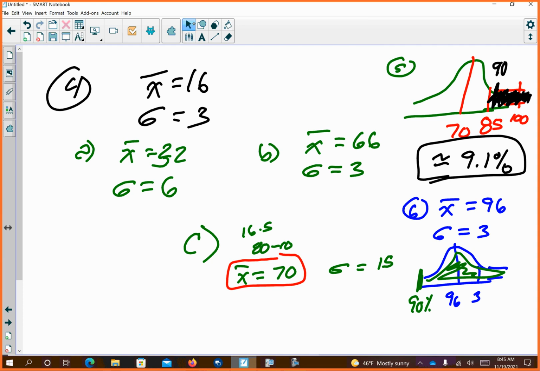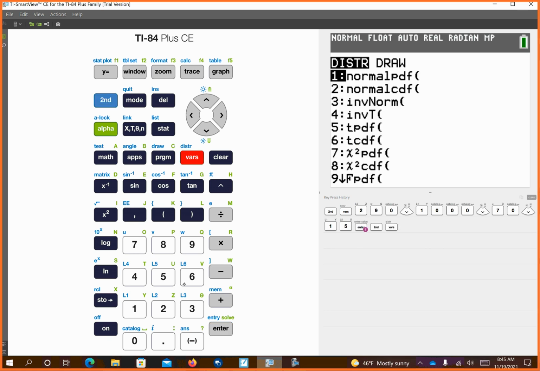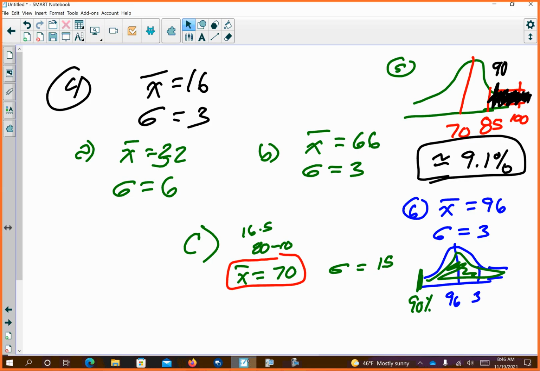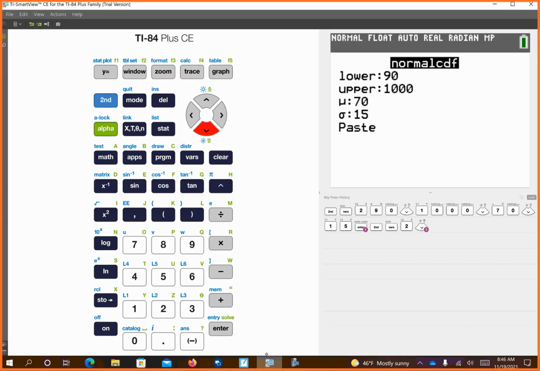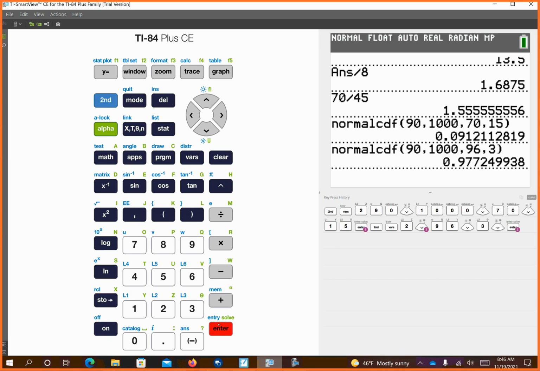This might be the way you might want me to grade. All right, so I'm going to go normal distribution, normal CDF. So we're going to do 90 to 1,000, and we're changing the mean and standard deviation to 96 and 3. This is what I should do for your final. Because that means that 97.7% of you would get the 90% or higher.